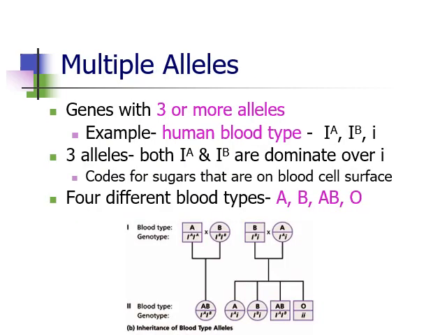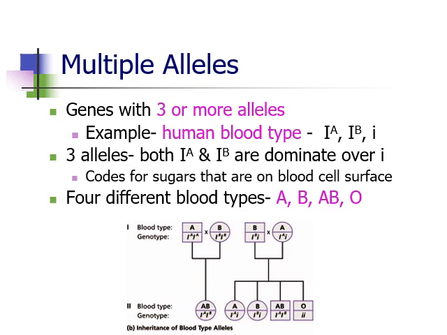Some genes are controlled by 3 or more alleles. These are called multiple allele genes. An example that we have talked about is human blood type. There's the allele I capital A, that's for blood type A. The allele I with a capital B, that is the allele for blood type B. And then we have the lowercase i allele, that is for type O blood.